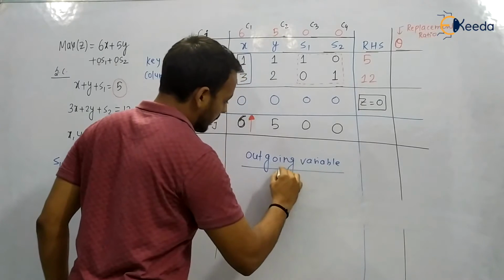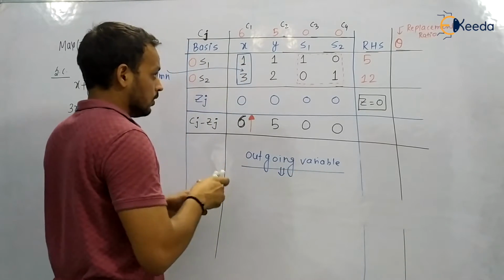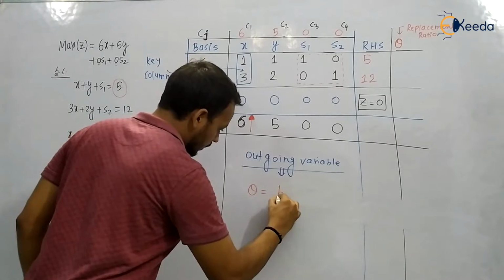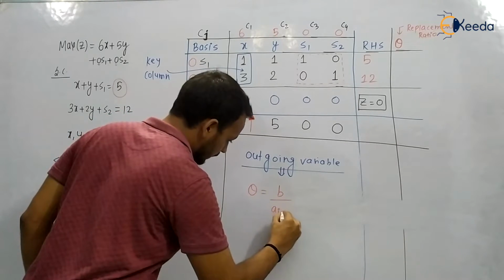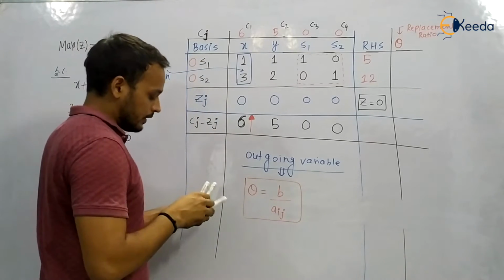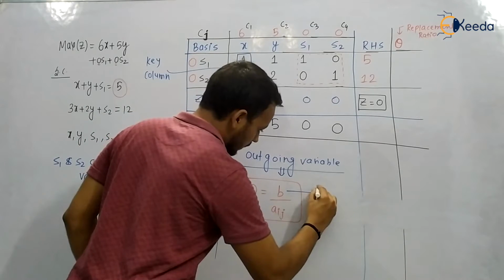So which is the outgoing variable? Look for theta. Theta is going to be b upon aij. The value of theta is the ratio of b upon aij. What is b? This b is the RHS value.